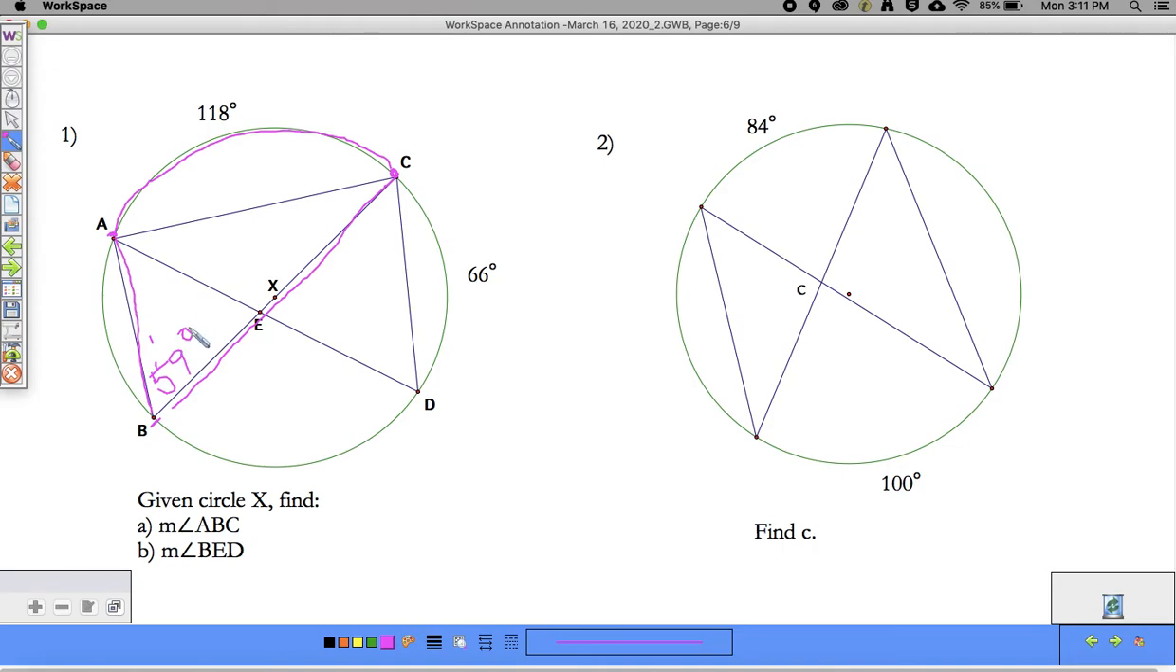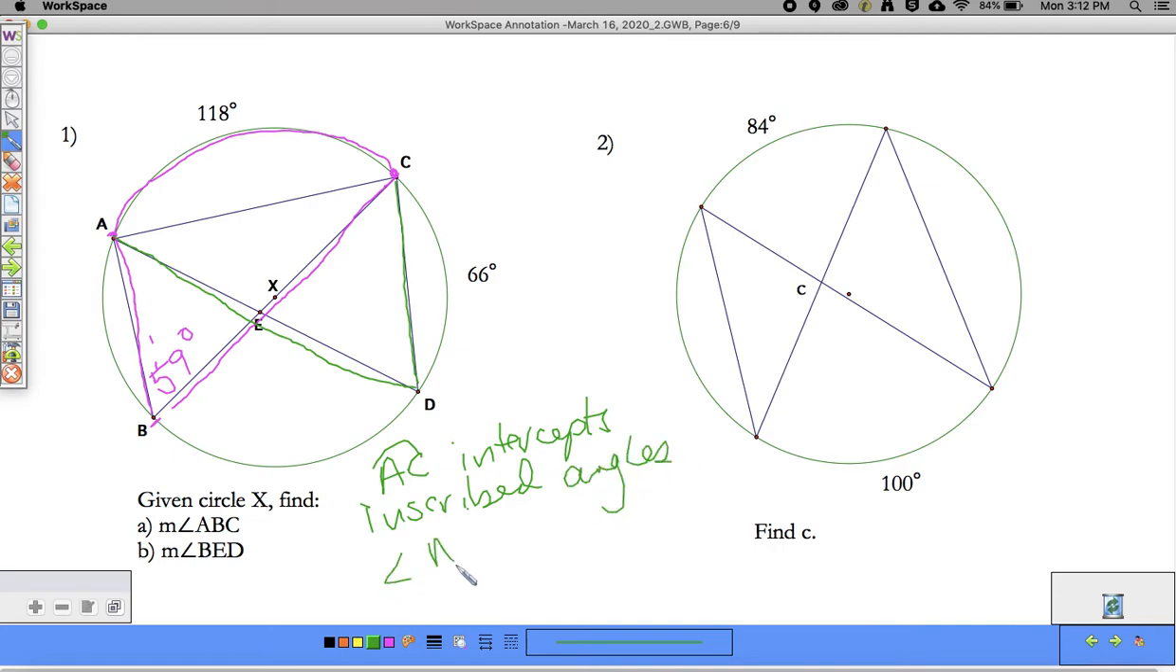Now, before I go on, does arc AC intercept another inscribed angle? Go and take a look. Hit pause and see if it does intercept. So arc AC, besides going to this angle over here, which is angle ABC, can I take my endpoints and go in a different direction? And if you hit pause, you would show that yes, it also goes down to this angle here. So we can say that arc AC intercepts inscribed angles, angle ABC and angle ADC.